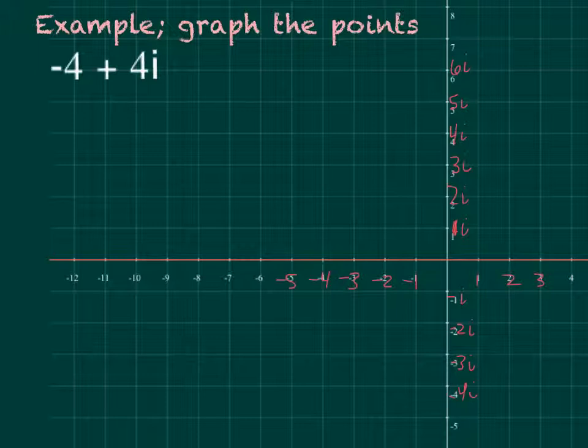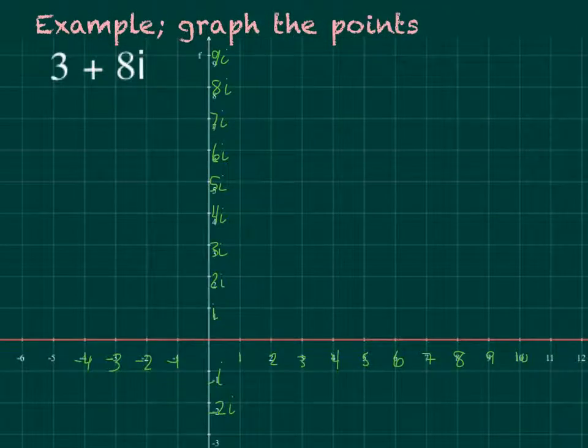Now, the real part is -4, so go -4, and then up to 4i. So that's how you graph it. That would be your point. For this next one, we have the complex number 3 plus 8i. So that means the real part is 3, and the imaginary part is positive 8i, or positive 8. So I'm going to go over to positive 3, and then up to positive 8. And then that's the point in the complex plane.